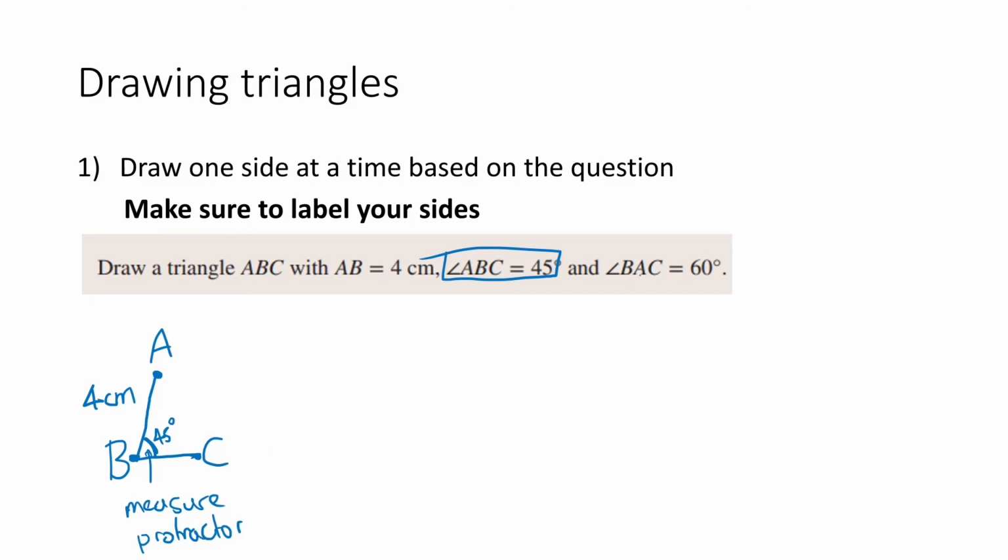And then the last bit is BAC, which means angle A, because the angle is in the middle. So BAC, angle A needs to be 60 degrees. Measure it with your protractor. And then make sure this is 60 degrees. So make sure you're using your protractor and rulers when you draw triangles.